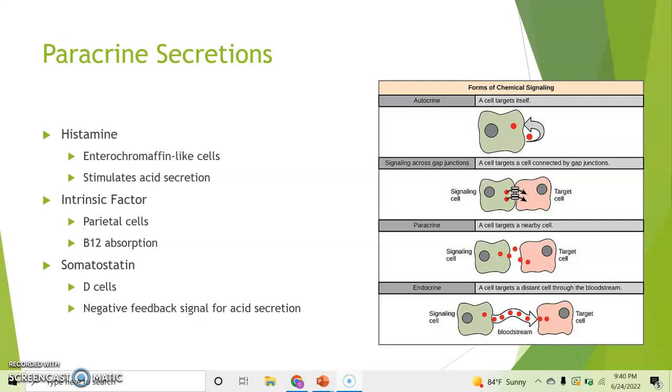All right, so lastly, we have somatostatin, and this is a negative feedback signal. It actually signals the stop of acid secretion. It's secreted by D cells in the stomach. Again, it shuts down acid secretion directly and indirectly by decreasing gastrin and histamine secretion. Somatostatin can also inhibit pepsinogen secretion.